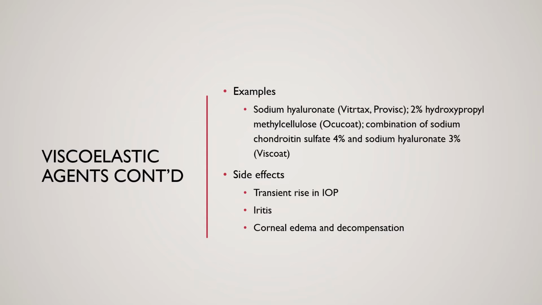Some examples are sodium hyaluronate, which is Healon or Provisc, 2% hydroxypropyl methylcellulose, which is Ocucoat, or a combination of sodium chondroitin and sodium hyaluronate, and that is Viscoat. Some side effects of these are transient rise in the intraocular pressure, iritis, and corneal edema and decompensation.